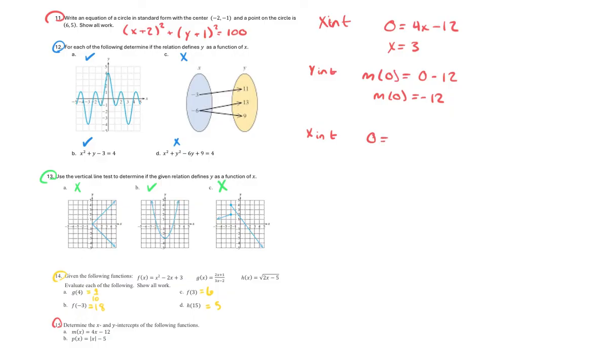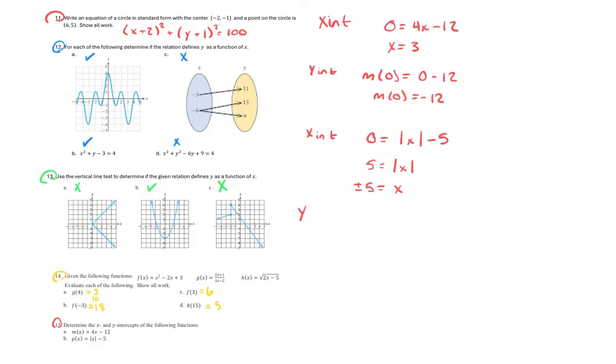So 0 is equal to the absolute value of x minus 5. What we can do here is just look at this and know that x has to equal plus or minus 5. But a more algebraic way is to say 5 is equal to the absolute value of x, and then we can undo that absolute value by saying that x is equal to plus or minus 5 here. So these are our x-intercepts right here.